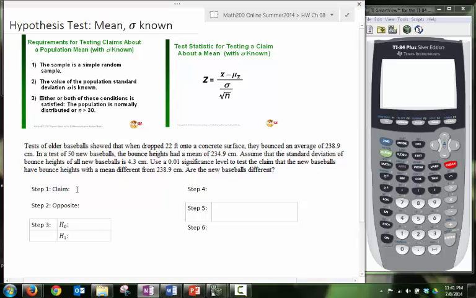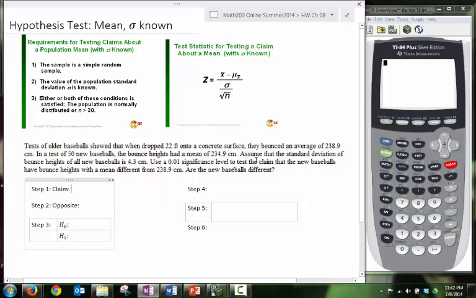So our first step is to identify our claim. Now if we just read through this statement, the problem, we can identify the claim. So if we take a look at it carefully, we see that tests for older baseballs, when dropped 22 feet from the concrete surface, they bounce an average of 238.9 centimeters. Now we tested 50 new baseballs. They bounced the height that had a mean of 234.9 centimeters.